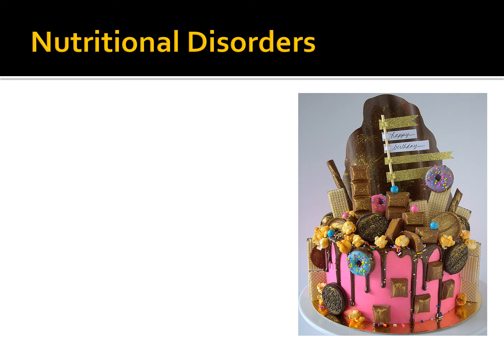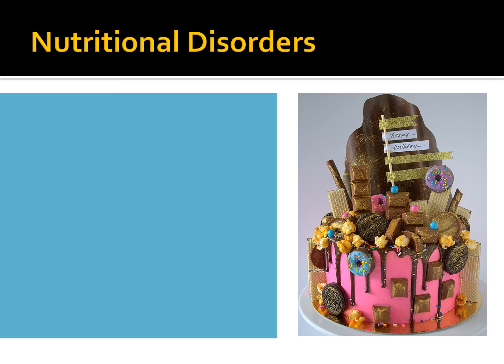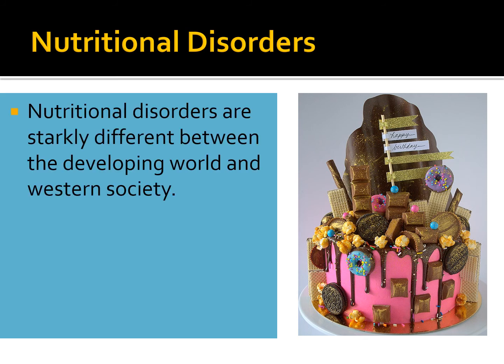So let's take a minute to look at the various nutritional disorders that we see today in varying human groups. And they're kind of broken up into two broad categories, right? And they are starkly different between what would be considered the developing world, i.e. second and third world nations, versus what we would call quote-unquote Western society, or otherwise known as first world nations, right? So I don't want you to think it's just Western society. Any country that has a modern first world economic system.